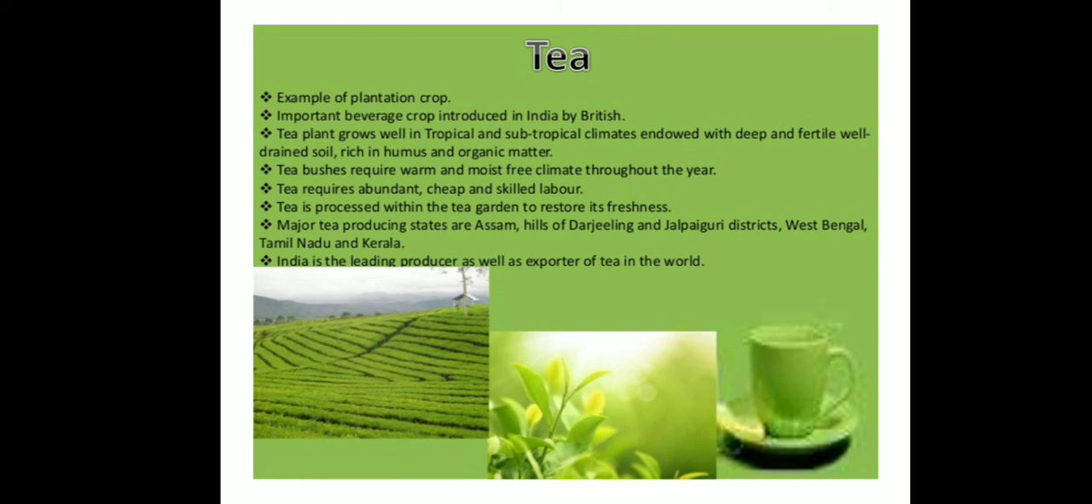Tea requires abundant, cheap, and skilled labor. That means all the work is done by human beings. Tea is processed within the tea gardens to retain its freshness. Major tea producing states are Assam, hills of Darjeeling and Jalpaiguri district of West Bengal, Tamil Nadu, and Kerala. India is indeed a leading producer as well as exporter of tea in the world. That means India is leading in the world in producing tea, and it is exporting also outside.